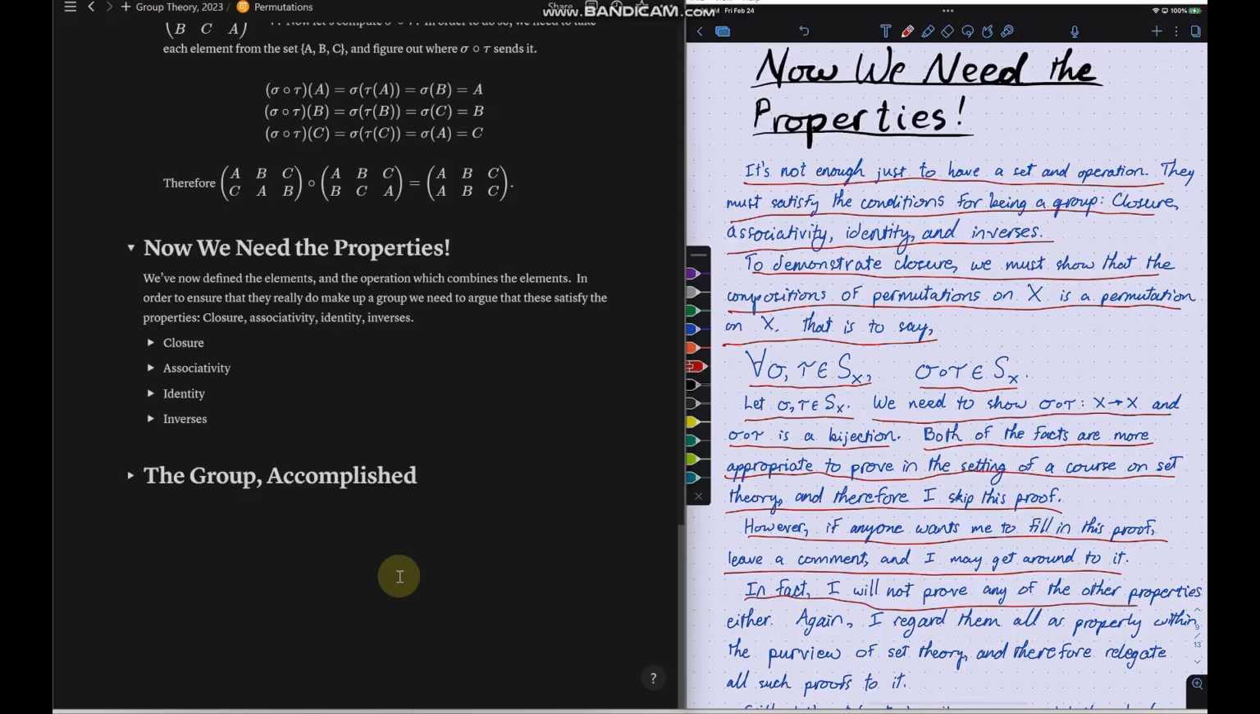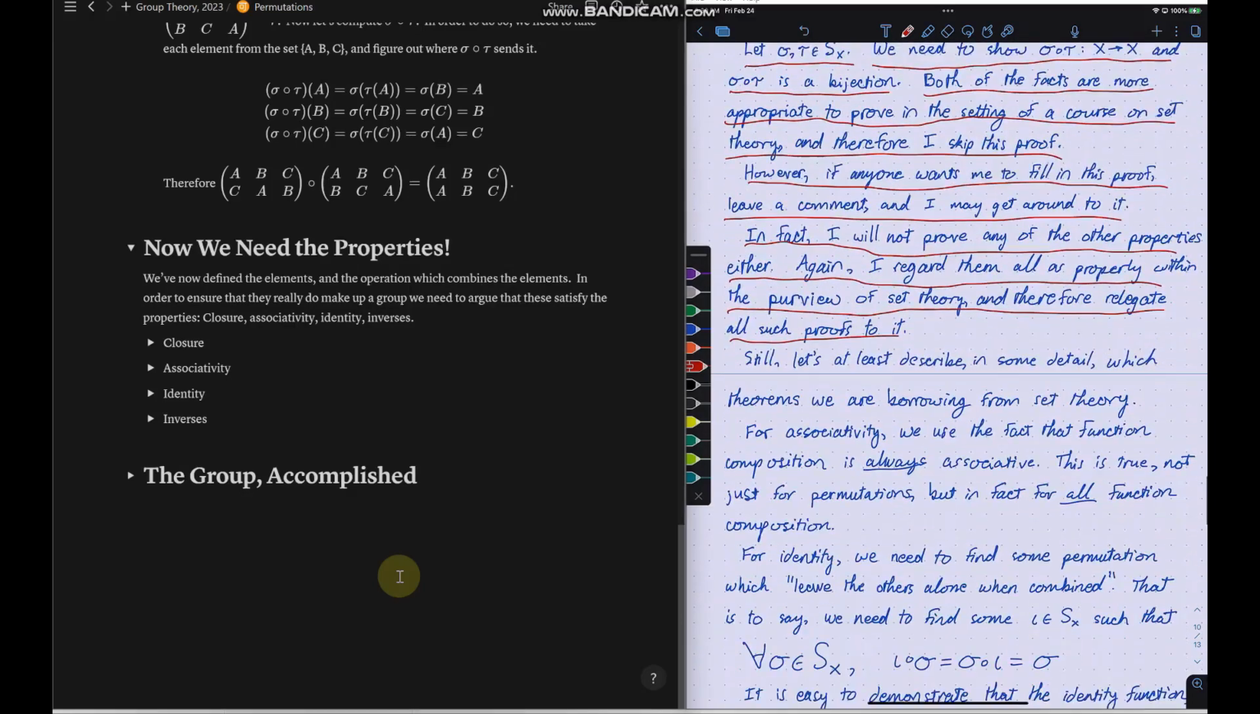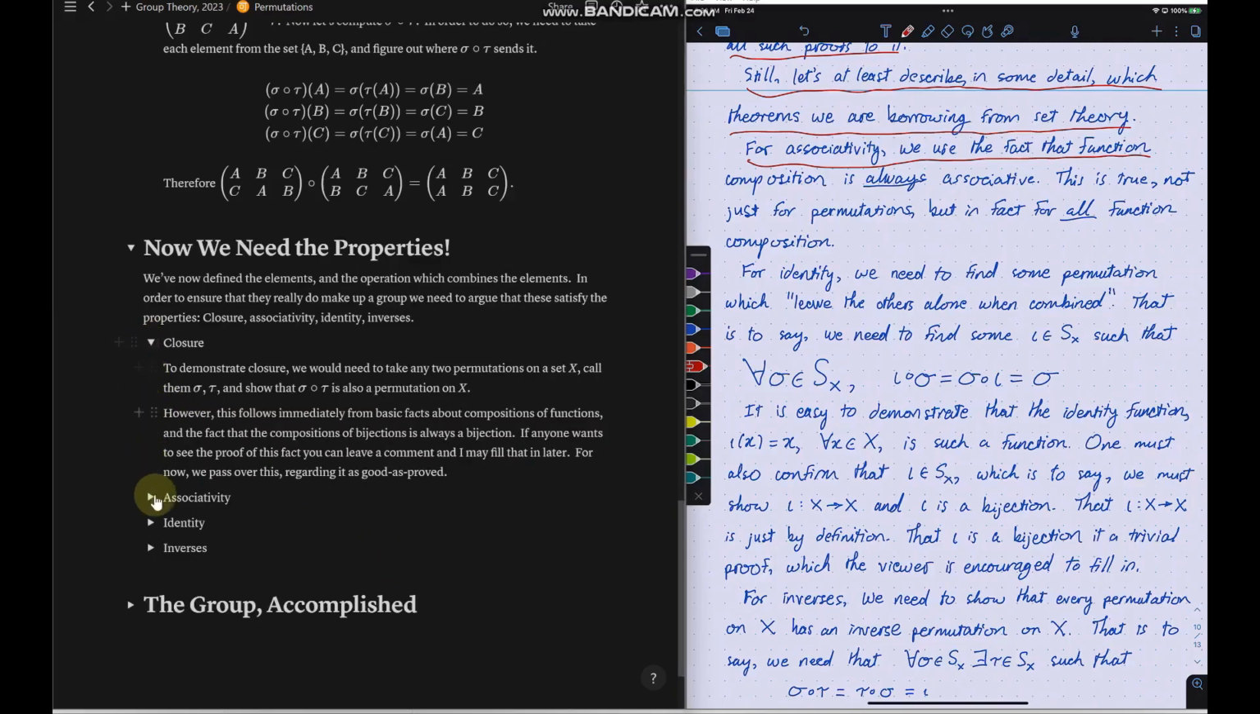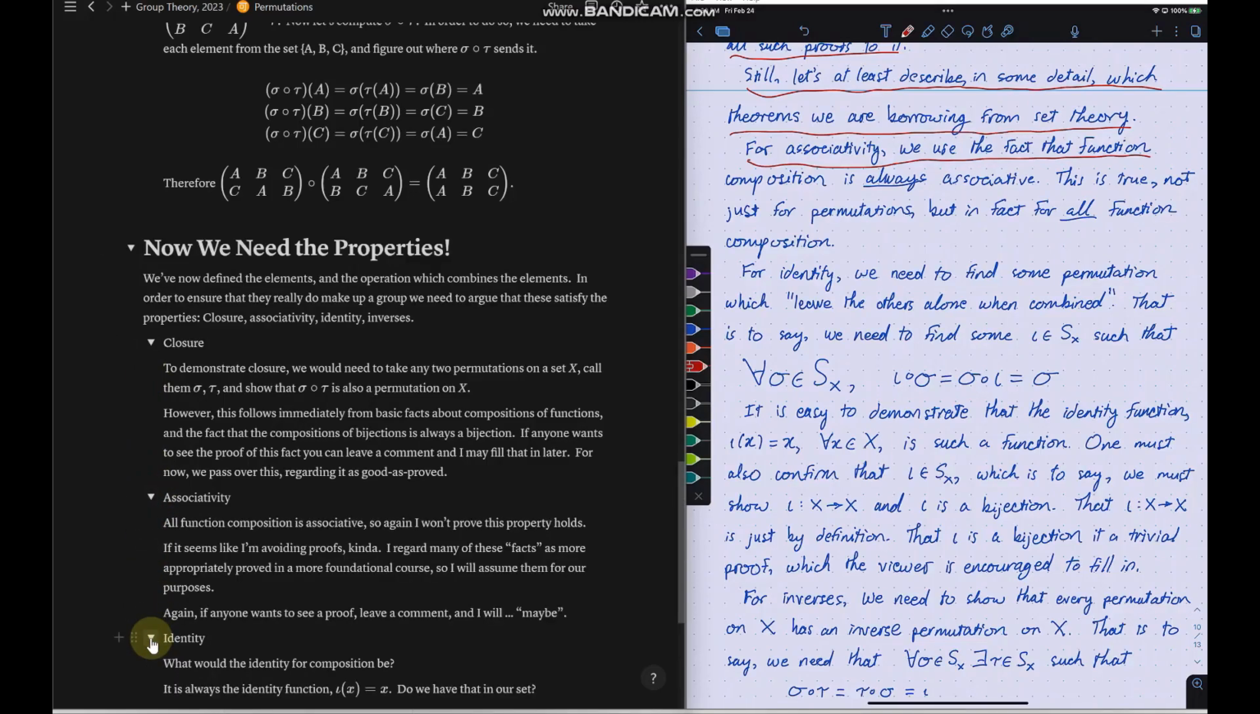In fact, I will not prove any of the other properties either. Again, I regard them all as properly within the purview of set theory, and therefore relegate all such proofs to it. Still, let's at least describe in some detail which theorems we are borrowing from set theory. For associativity, we use the fact that function composition is always associative. This is true not just for permutations, but in fact for all function composition.